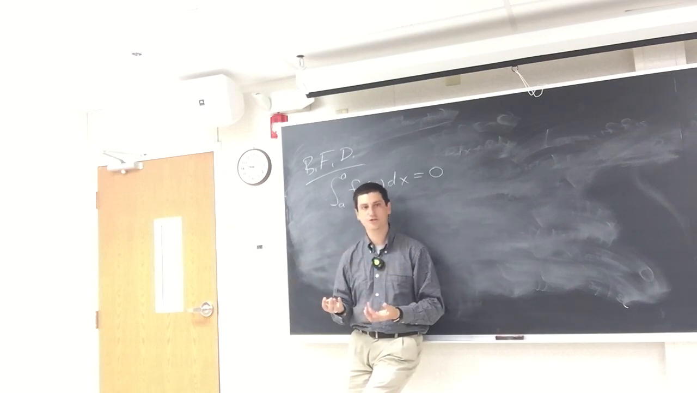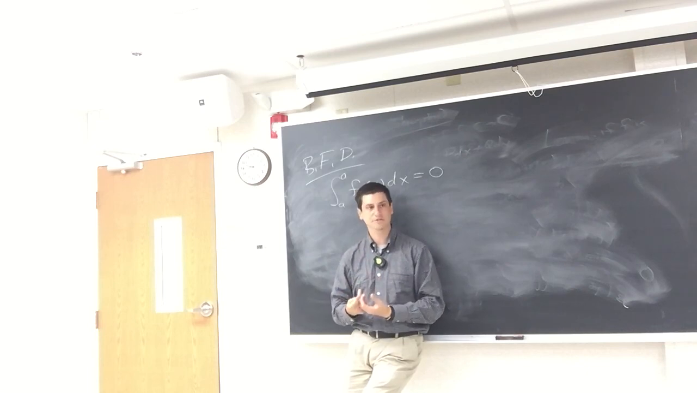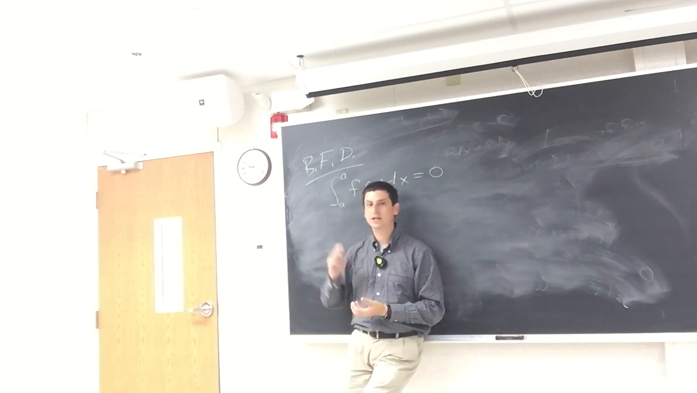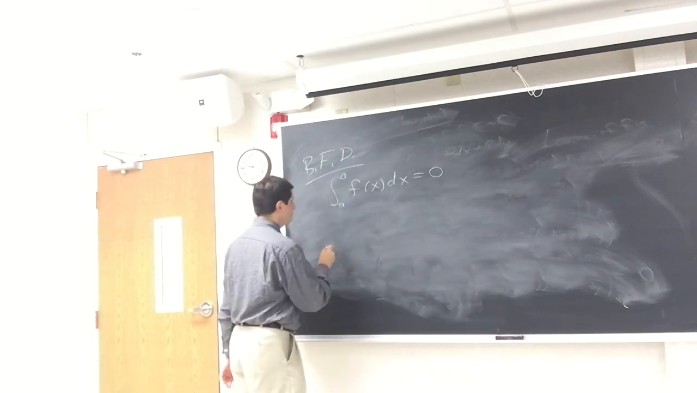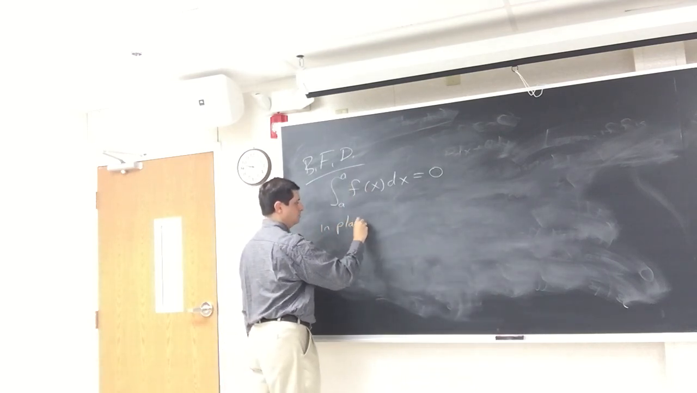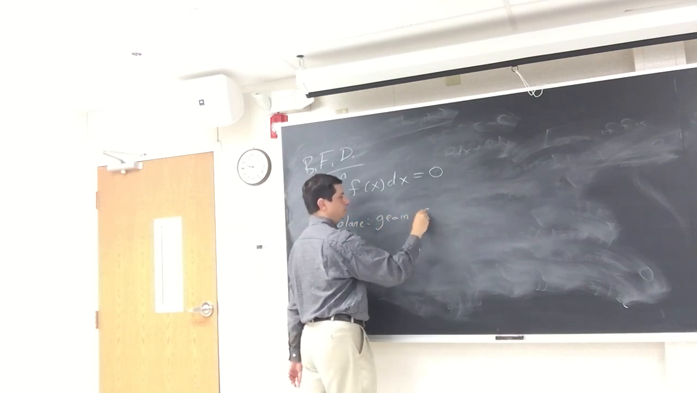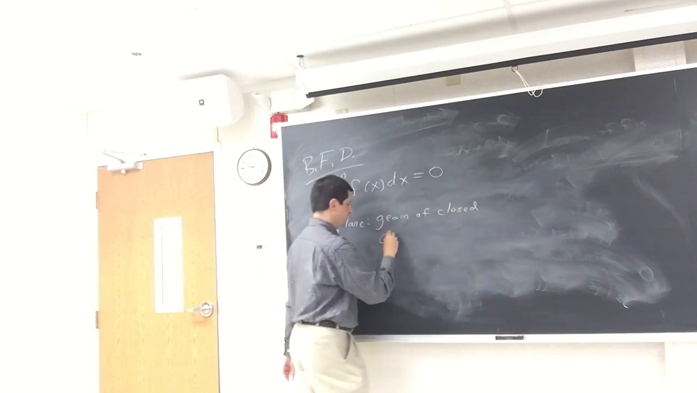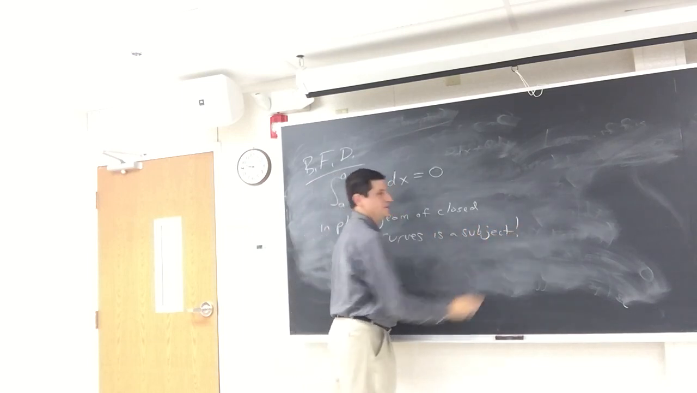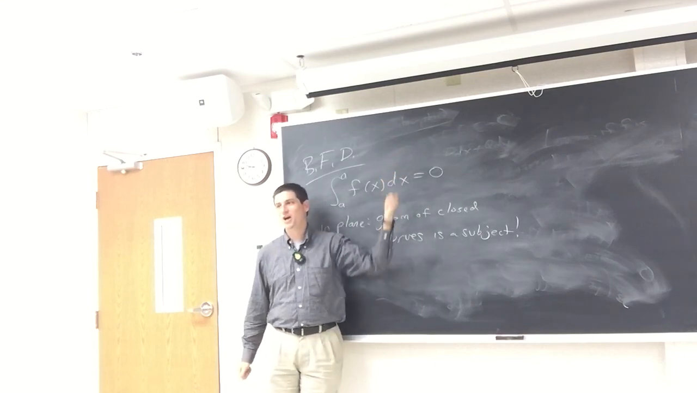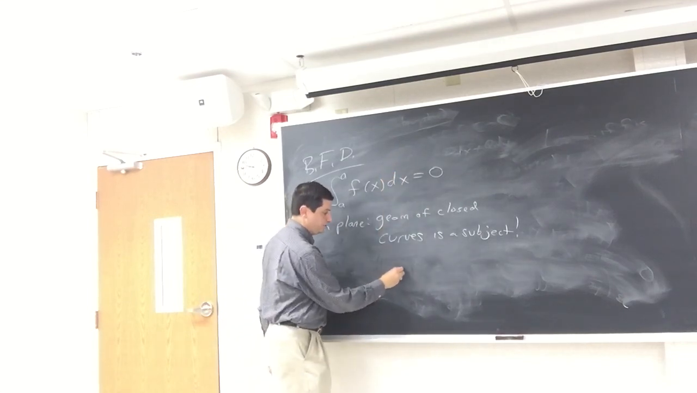And we saw this when we were looking at differentiation. It's not that strong of a condition to be differentiable. In the complex plane, things are very different. Can you give me a closed curve in the complex plane that's not trivial? Circle. So in the plane, geometry of closed curves is a subject. This is not a subject. This is an observation.